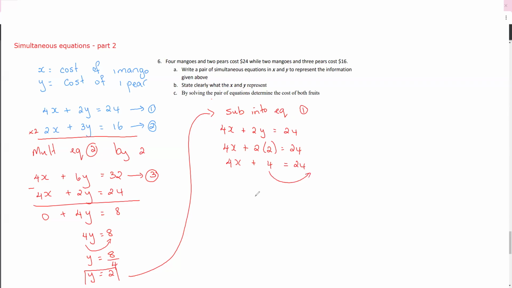Carry across your equal sign. Remember, once you cross the equal sign, we do the opposite operation. So this becomes 4x is equal to 24 minus 4. 4x will be 20. The 4 there was multiplied. So once it crosses the equal sign, the opposite will be dividing. So we get x. X is 20 divided by 4, which is 5.